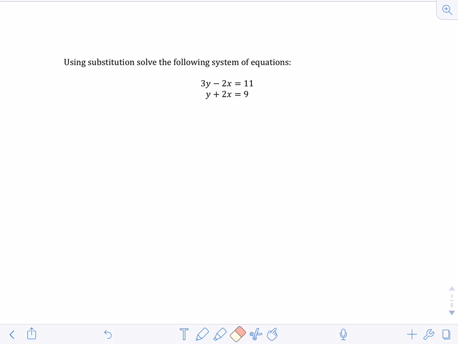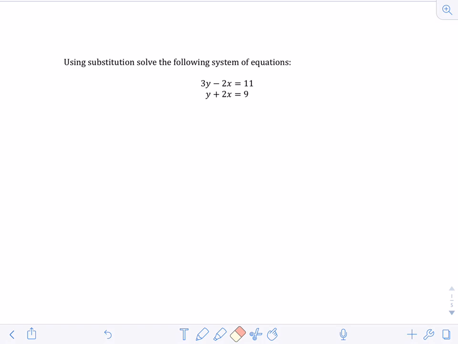Today we want to talk about solving systems of equations. The two main methods we use to solve systems of equations are substitution and elimination. First we'll look at substitution. As the name suggests, we want to substitute something in for something else.